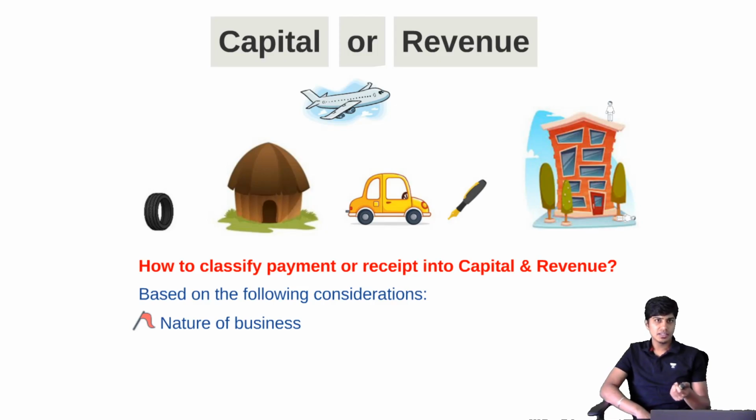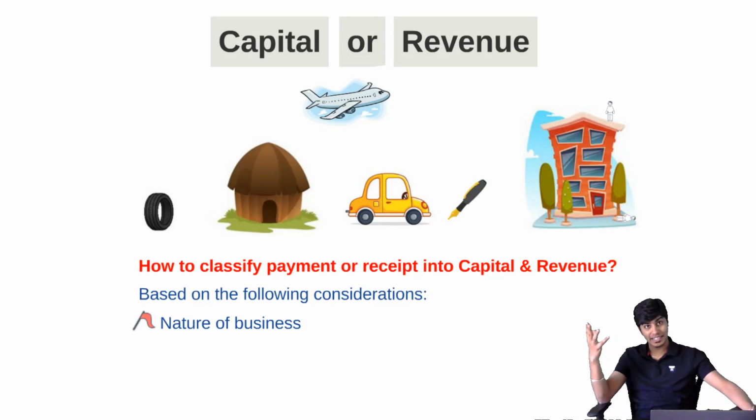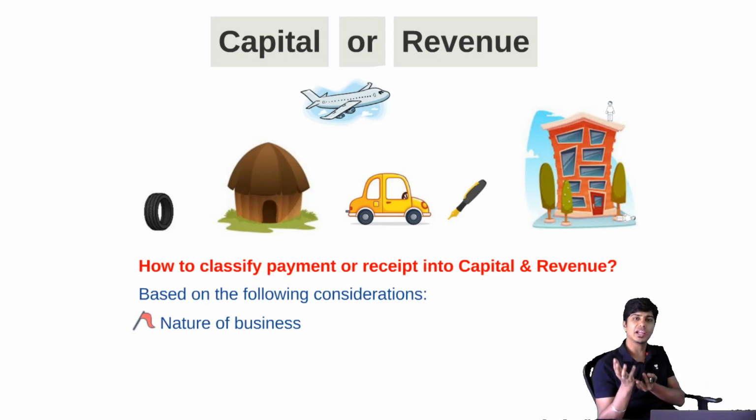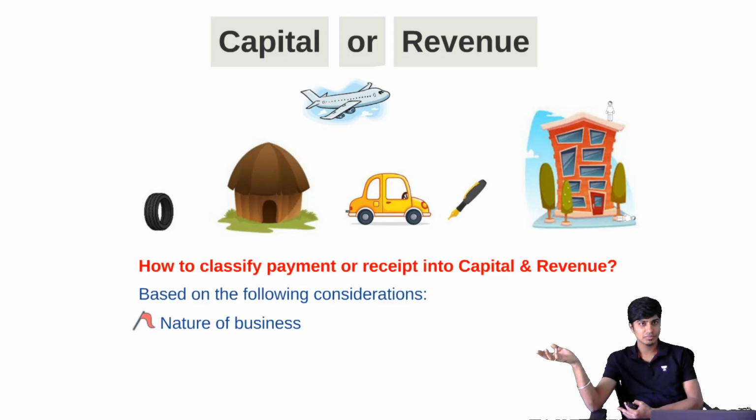A business, if it is relating to real estate, the building purchased will be a revenue item. However, if it is a hospital industry or a lodging industry or a service industry or a manufacturing entity and they buy a building, it will be of capital nature. You get this? So nature of the business determines whether an item is capital or revenue.